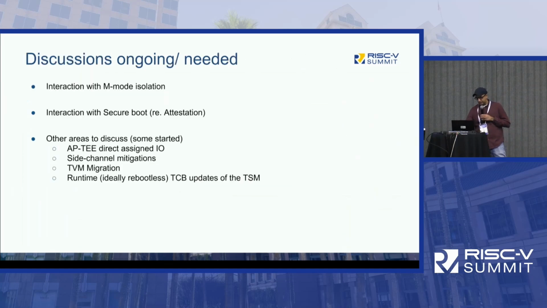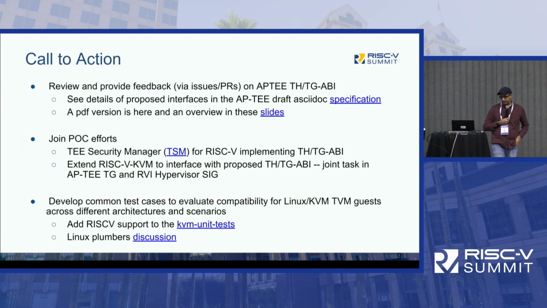I had jotted down some call to action points here. I already called out the first one, which was, please go look at the draft ABIs that are proposed in the specification. There's a convenient PDF version if you want to read that, or you can read the AsciiDoc version, which is better for proposing changes. There are a couple of joint POC efforts going on. We have an initial TSM implementation that is great for people to start looking at and experimenting with the ABIs. That's a baseline we want to build on as we ratify some of the ABIs.